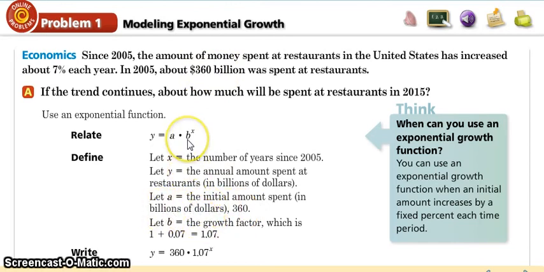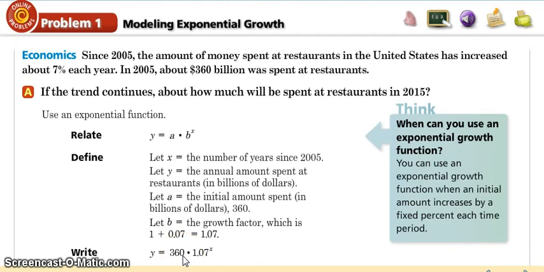All right, B, how is it growing? Okay, well, this is exponential growth. It's increasing, so that means addition. We take that 100%, 1, and we add in how much it's growing every year, and it's growing 7%. Now, remember, it has to be written as a decimal, so 0.07 is 7%. So when you add those together, you get 1.07. So here's your function.